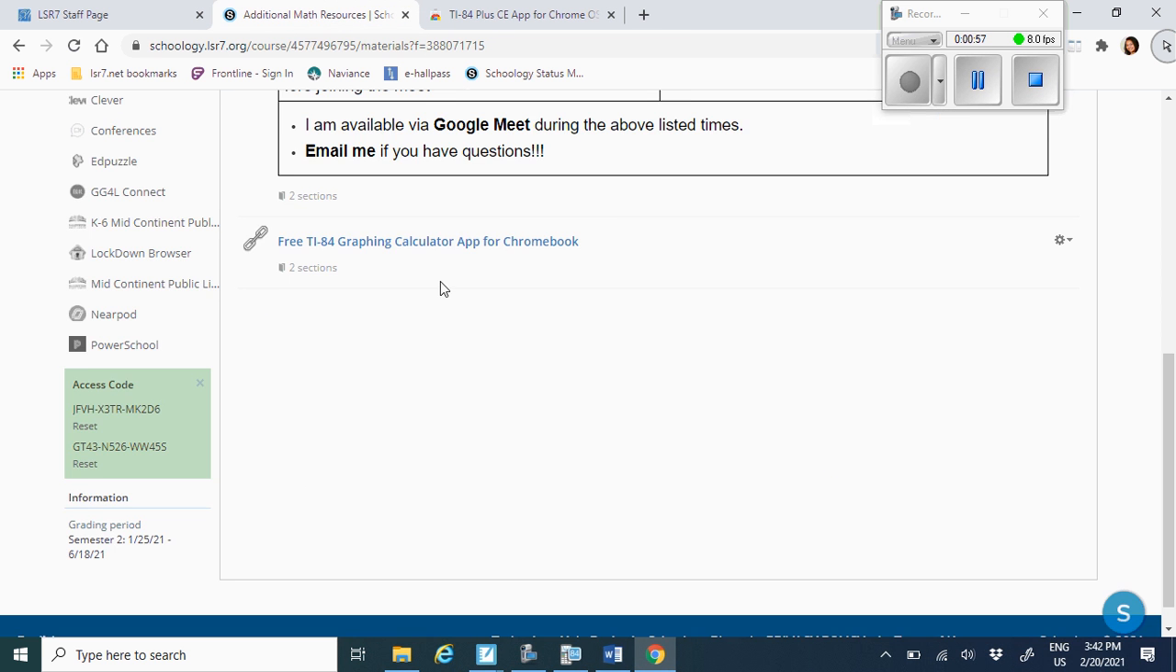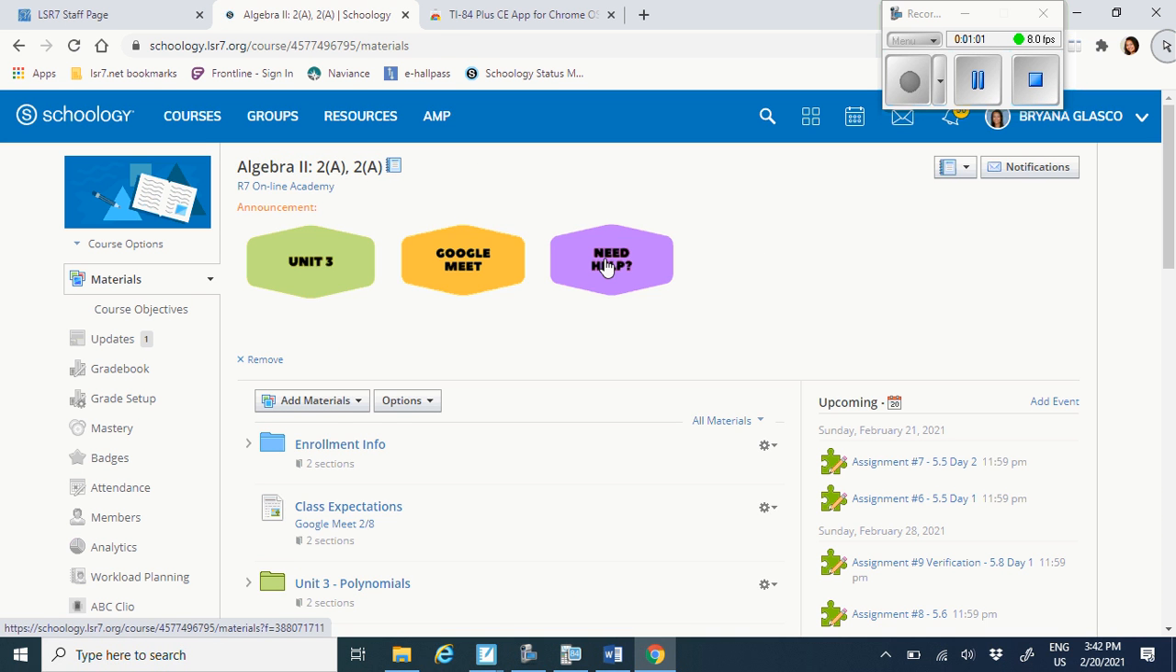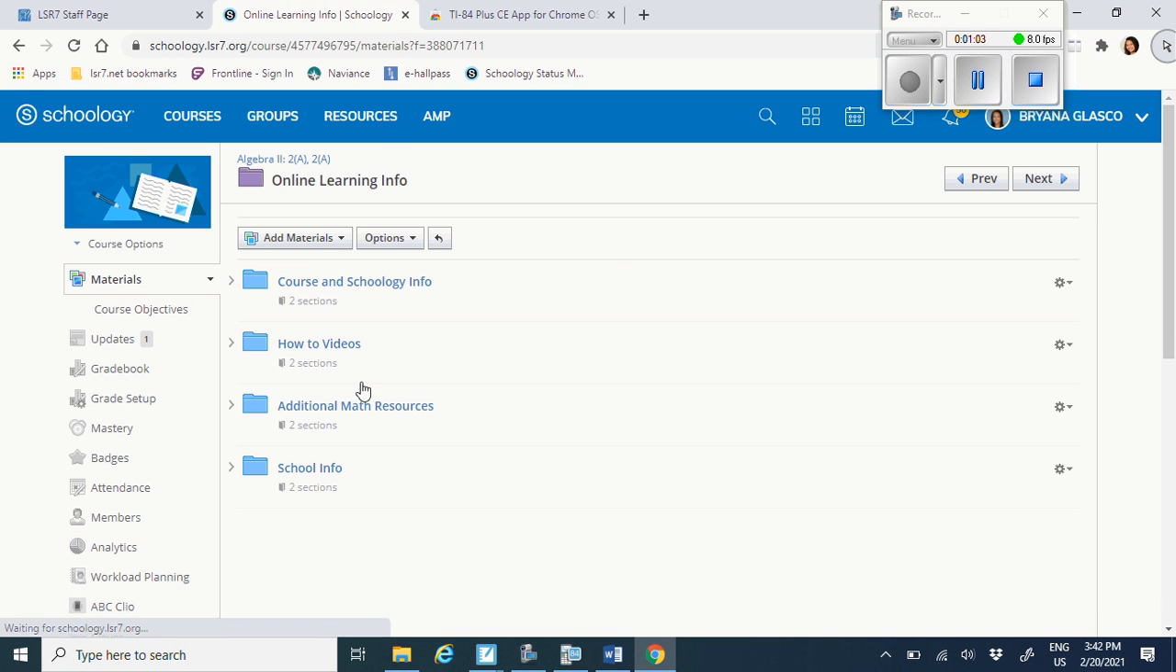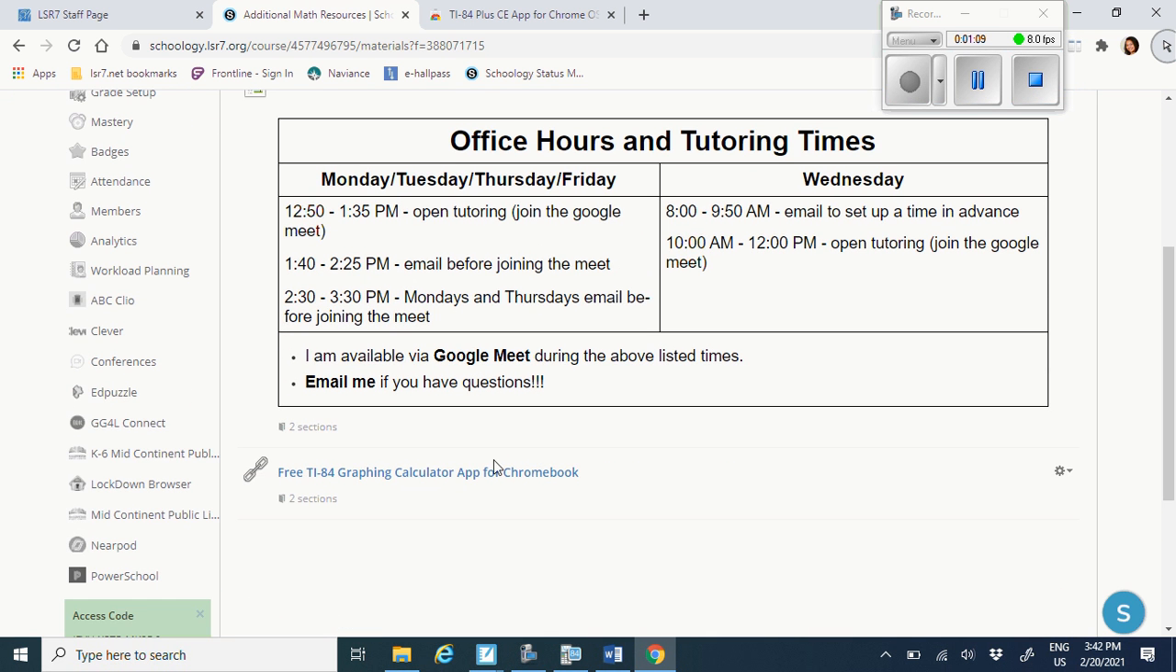Now there is another way you can get here. Remember, you can always click on the Need Help button. That will take you to here, and we can go to the additional math resources and go to that same spot, okay? So make sure if you don't have a graphing calculator, you need to come here and download this app to do the following, okay?